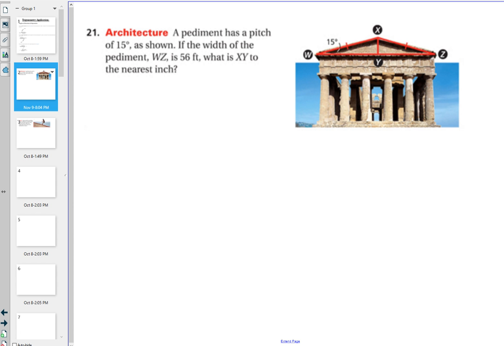All right. A pediment has a pitch of 15 degrees as shown. If you don't know, heck, I don't know what a pediment is, but it's shown for you up there in the diagram. If the width of the pediment, WZ, is 56, what is XY to the nearest inch? The test code is capital K, capital R.